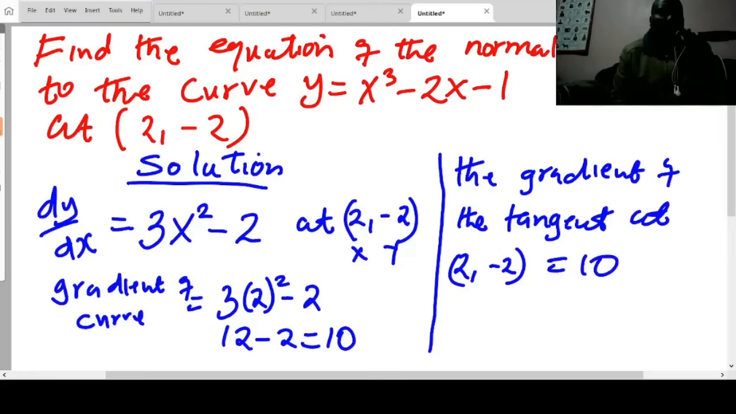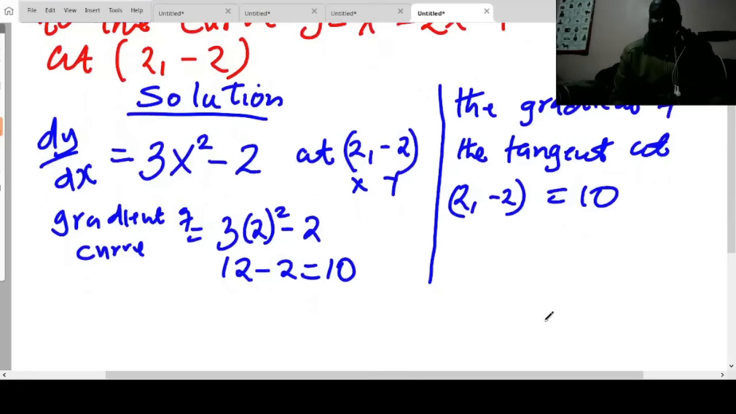Remember, we do not only need to calculate the gradient of the tangent, but we need it. It is the thing we need for us to go to the normal. So since now we know that the normal and the tangent are perpendicular, we know that if this is the tangent, then the normal is this way. This will be the normal.